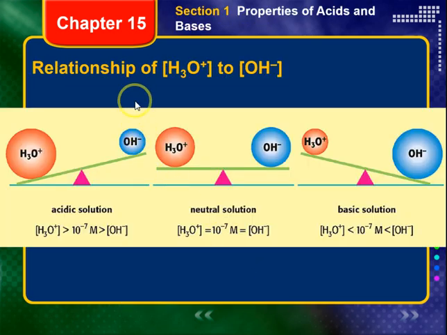Last slide, the relationship between concentration of hydronium to concentration of hydroxide. Remember, hydronium concentration can also be written as the concentration of H+. It's interchangeable. So if we look at our balance here and we have way more hydronium than we have hydroxide, we consider that acidic. When there's more hydronium, that's what we call acidic. When there's more hydroxide than hydronium, we call it basic. But when they're in balance, we call it a neutral solution.